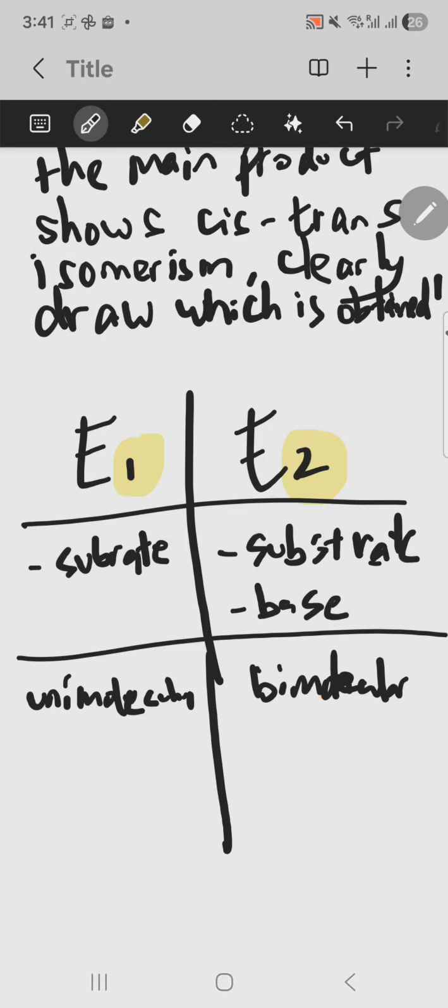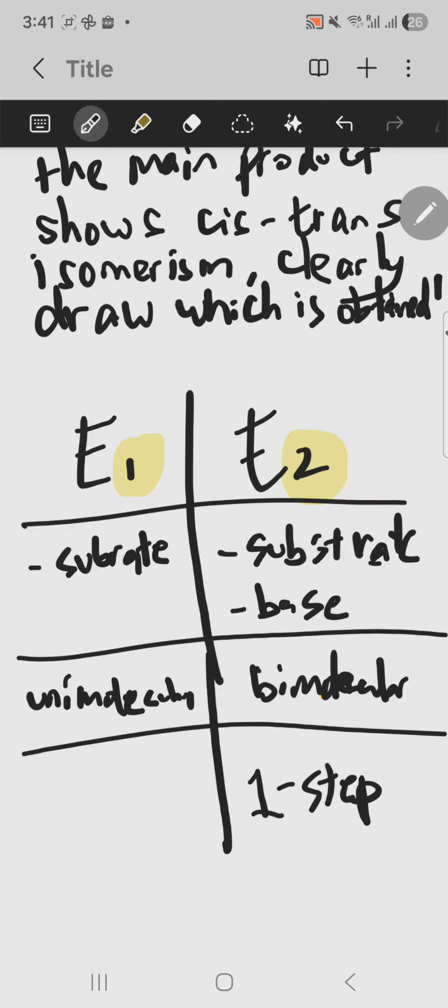Another difference is E2 reaction. Since there are two molecules involved, the reaction becomes fast, so it's only a one-step reaction. Meanwhile, E1 is a two-step reaction because it goes slowly, because it only depends on one molecule, which is only the substrate. That's why the reaction reacts slowly.